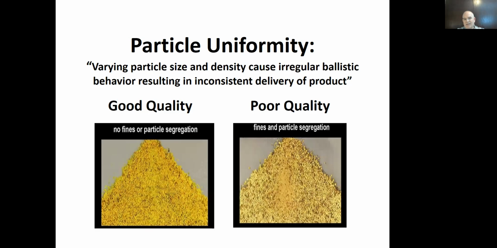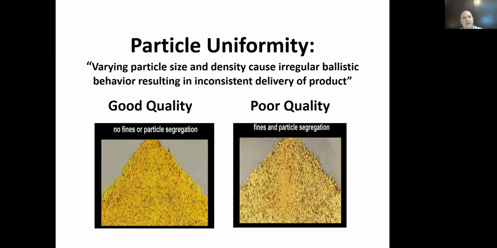Another problem that we run into is fines and particle size segregation. This is a bigger deal with bigger spreaders. You put these dry products in, and if I got a whole bunch of fine material, it's going to just settle at the bottom and I'm going to get some poor distribution. So that's another thing to think about in terms of quality of material.